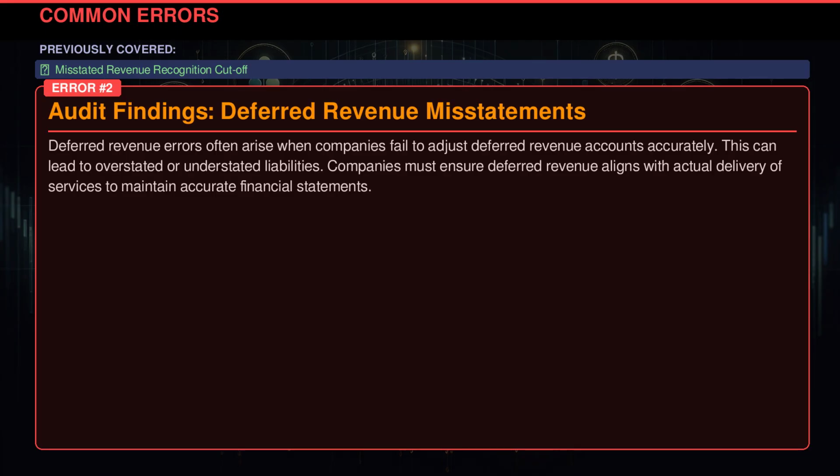Deferred revenue misstatements occur when a SaaS company like Zoho improperly accounts for payments received for services not yet delivered. These errors often arise from a lack of proper tracking of service delivery against customer contracts. Misstatements in deferred revenue can lead to incorrect liability figures, impacting the company's financial position. Correct accounting treatment involves regularly adjusting deferred accounts to reflect service delivery progress. Auditors typically identify such errors through contract reviews and matching service delivery with recognized revenue.